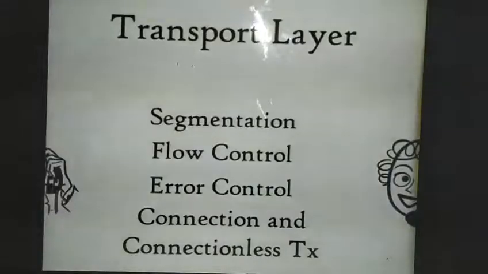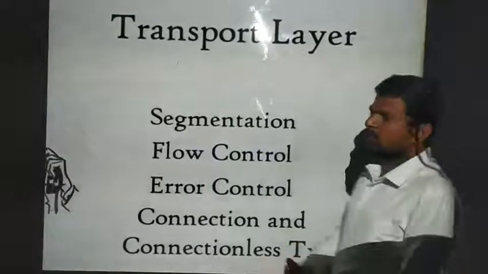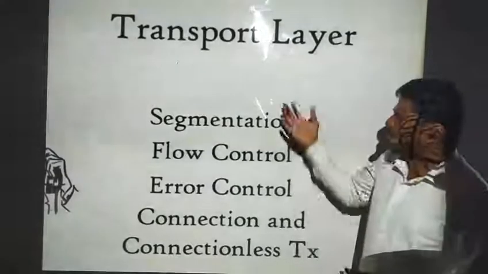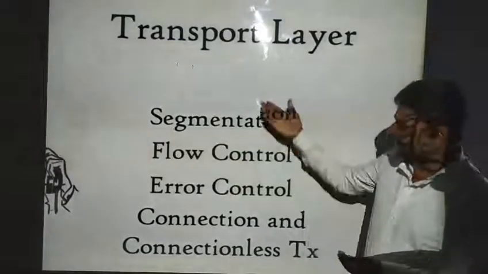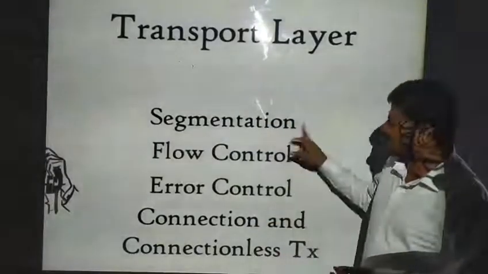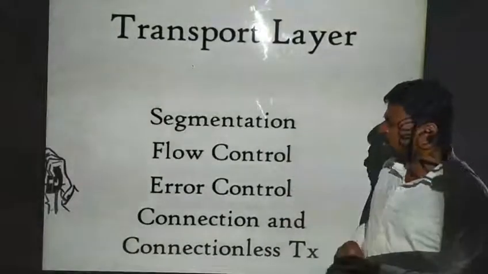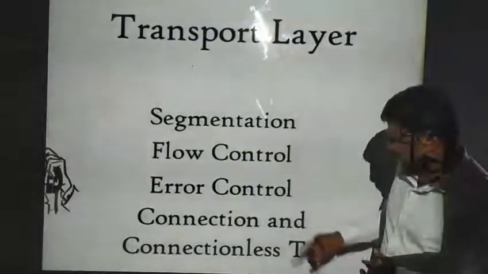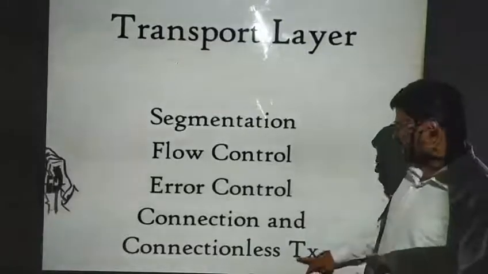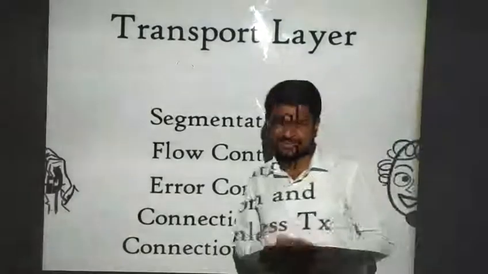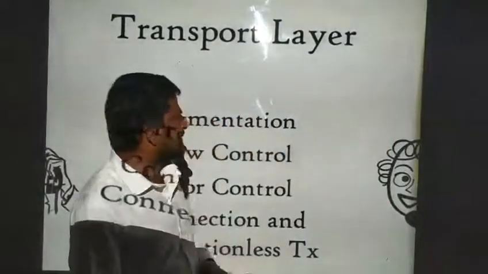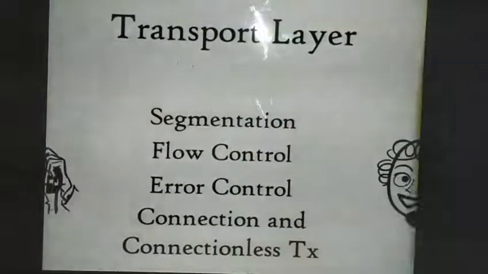And the next layer, what is the next layer? Transport layer. The transport layer is the fourth layer in the OSI model. The transport layer does the following things. What are they? Segmentation, flow control, error control, and connection and connectionless transmissions. Let us see what segmentation is now.